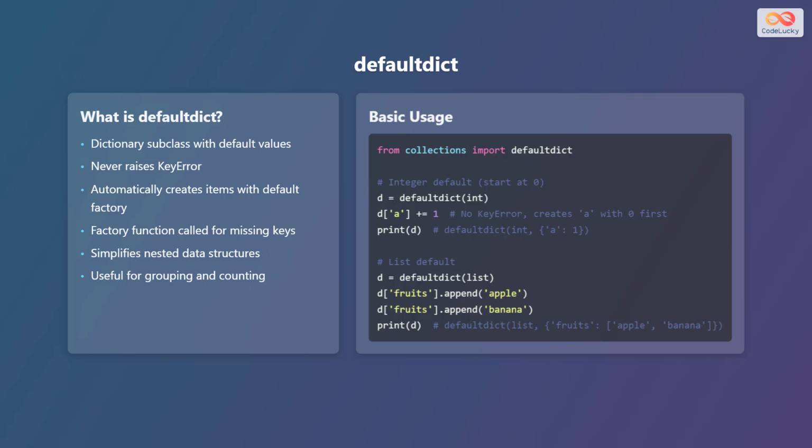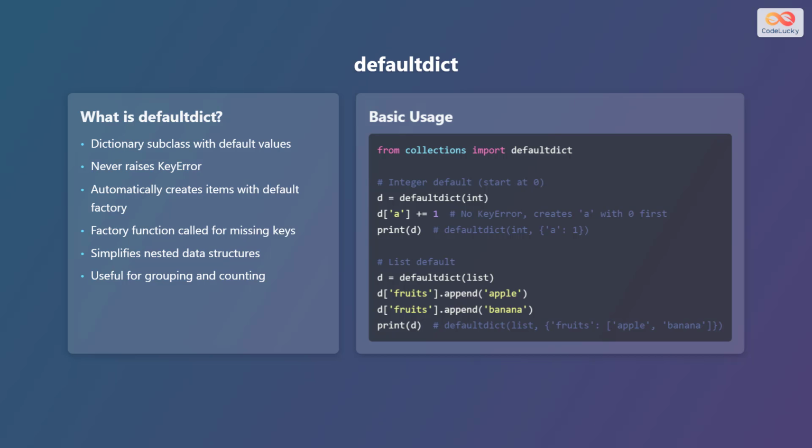Now let's look at some basic usage. First, import defaultdict from the collections module. To create an integer default which starts at 0, use d = defaultdict(int). If you try to increment a key that doesn't exist, such as d['a'] += 1, it will not throw a key error. Instead, it creates 'a' with 0 first and then increments it to 1. Printing d shows a defaultdict with int, and a equals 1.